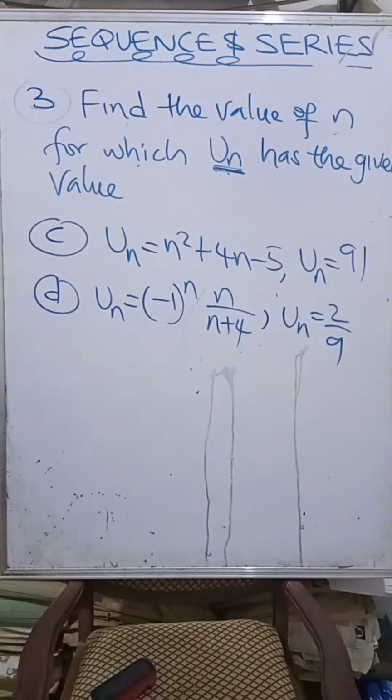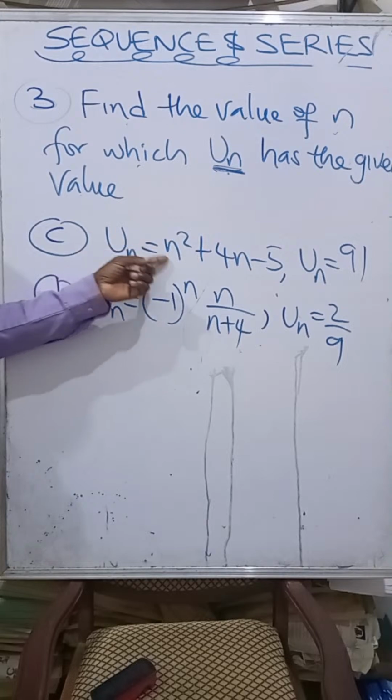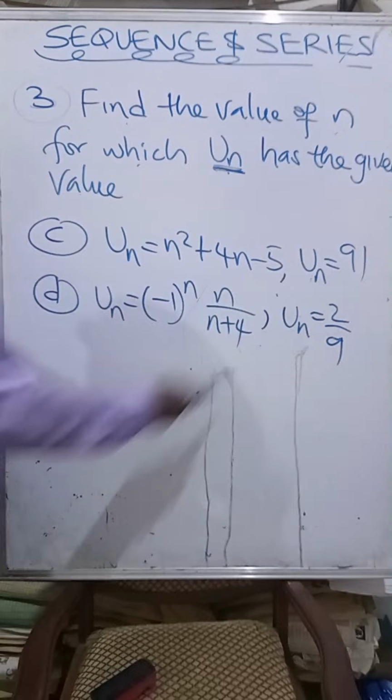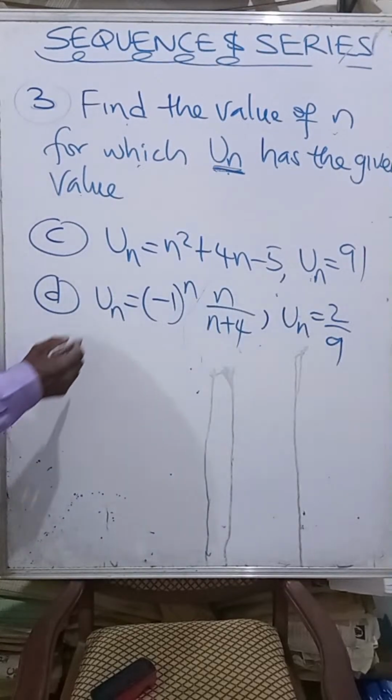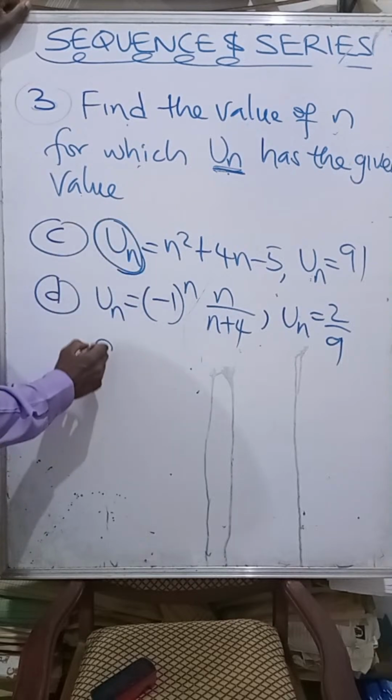These two questions, the C and D. The nth term is n squared plus 4n minus 5, and then the general term is 91. So the first one, anywhere you see U subscript n, that will be 91.